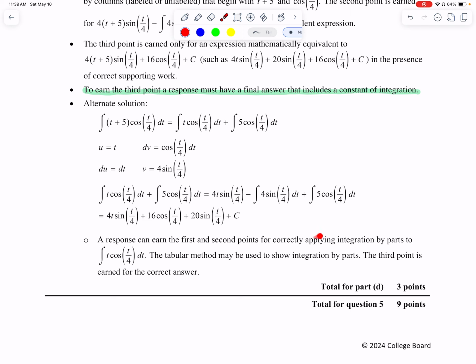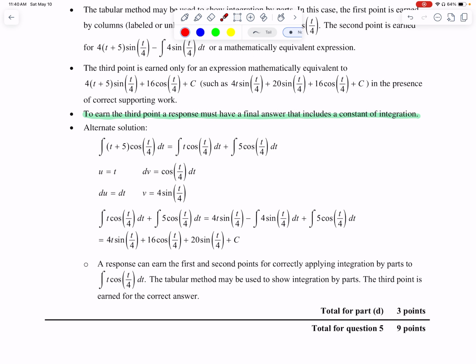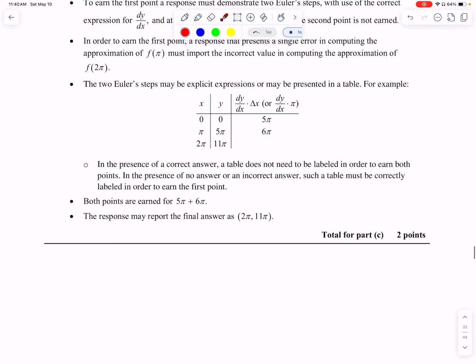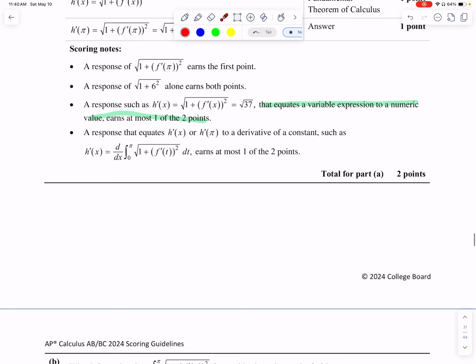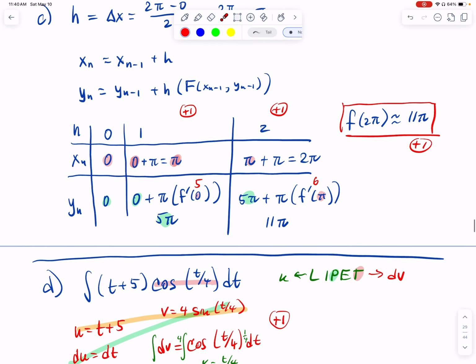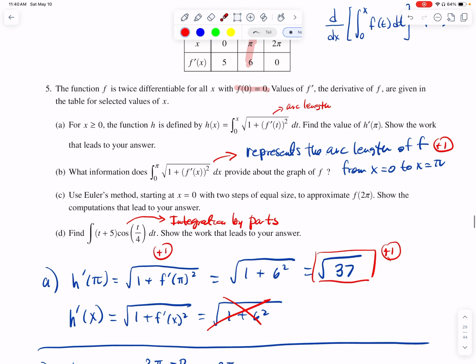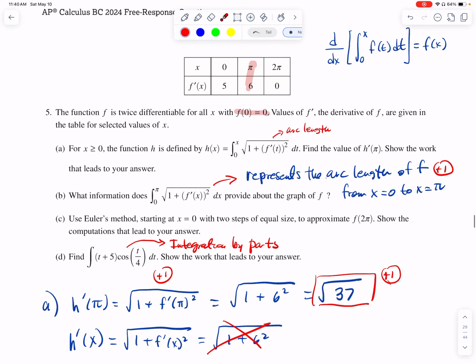A response can earn the first and second by applying integration by parts. Oh, this is the alternate solution that they did here. So the alternate solution, they basically distribute this cosine to the t plus 5 like so. So here you don't have to use integration by parts on that piece, but you do have to use integration by parts on this piece. So you'd still have to choose the appropriate u and your dv based on that selection. Okay, so that wraps up this final odd question on this Frankenstein BC only free response question that included arc length, integration by parts, and Euler's method.